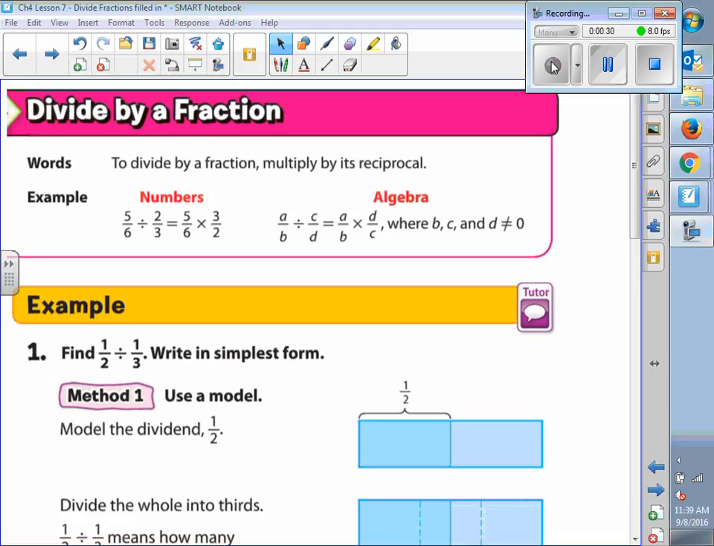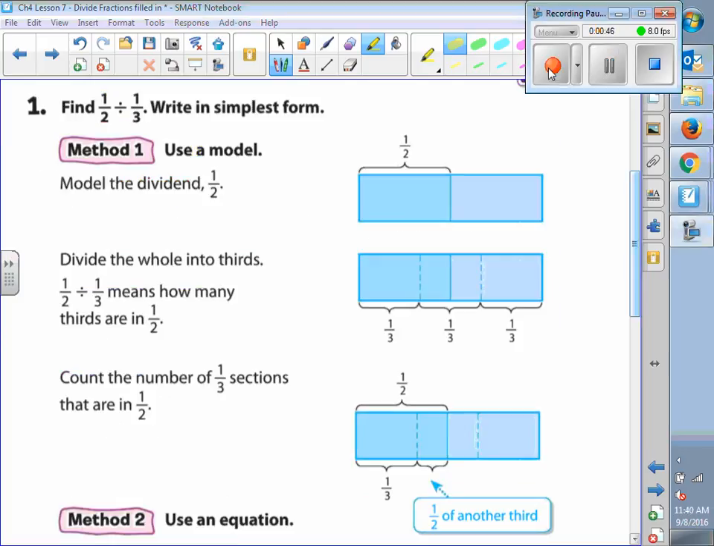Alright, so to divide by a fraction, the rule again, make sure you write this down, is to multiply by its reciprocal. Okay? To divide by a fraction, you multiply by its reciprocal. So, for the first example, we're going to be using a model. We want to find 1/2 divided by 1/3.